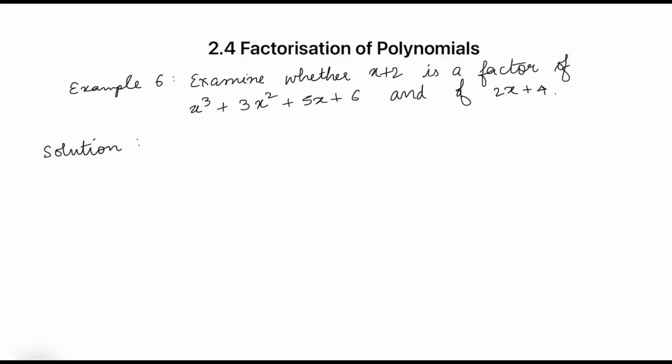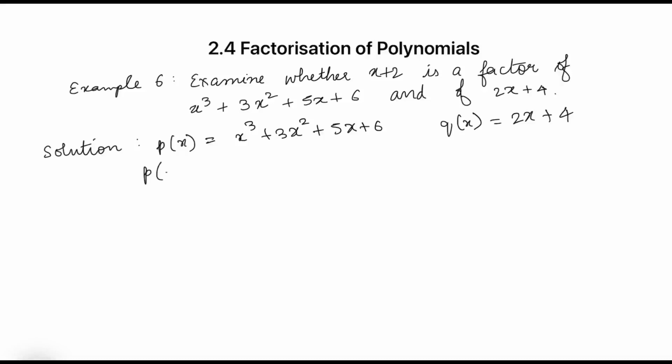Let's look at example 6 from the textbook. It asks us to examine whether x plus 2 is a factor of x cubed plus 3x squared plus 5x plus 6 and of 2x plus 4. This question states two polynomials, p of x, x cubed plus 3x squared plus 5x plus 6, as well as a q of x, which is 2x plus 4. And the problem is asking us to check if x plus 2 is a factor of these two polynomials.